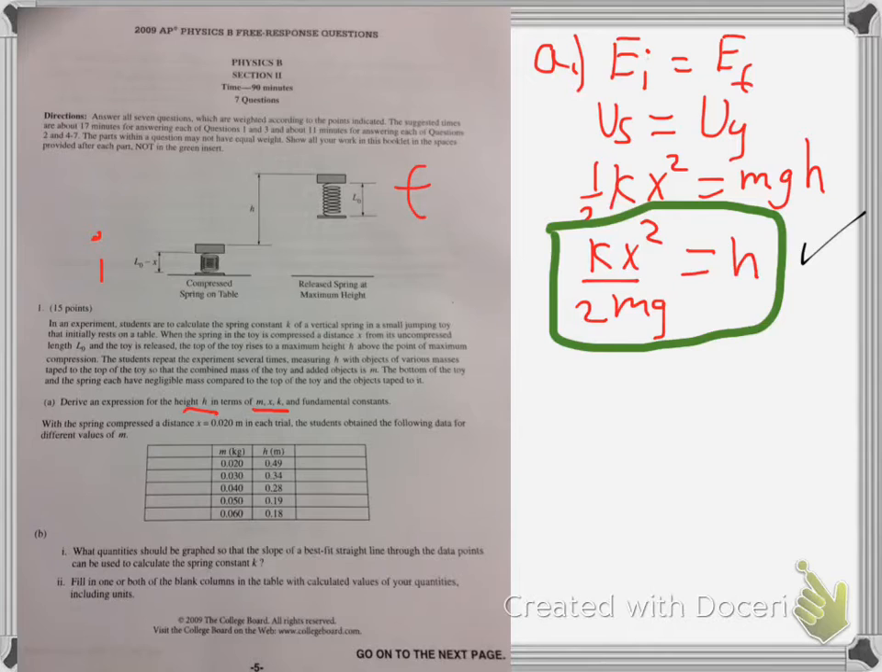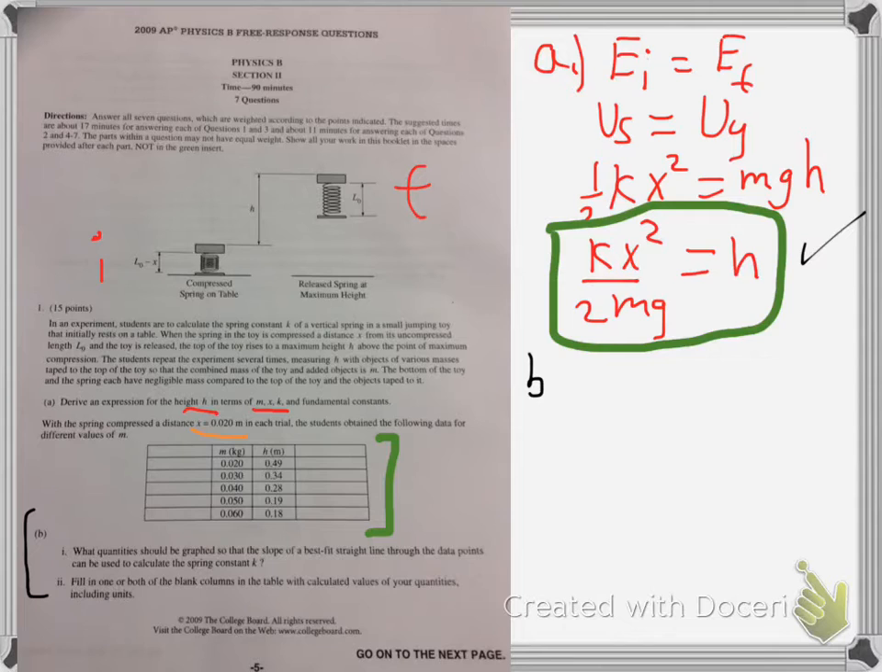So that's very good. So right here at the bottom we can see their data, and this is important information that they tell us: the compression is the same. So unlike the experiment that we did in class, where we changed the compression each trial, this time they're only changing the mass. So x, the compression, is a constant. Okay, so we're going to use this data table really for part B. So part B1 and part B2.